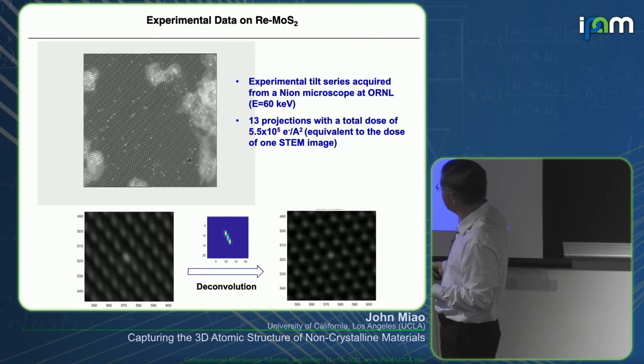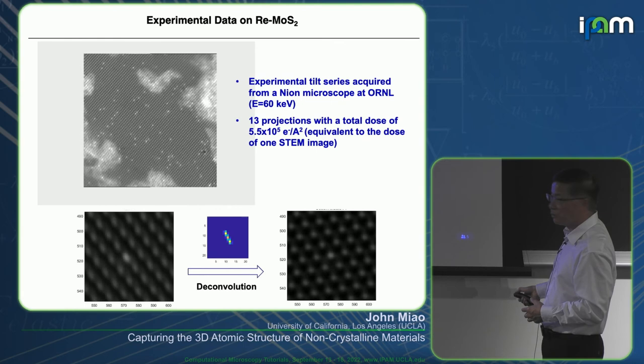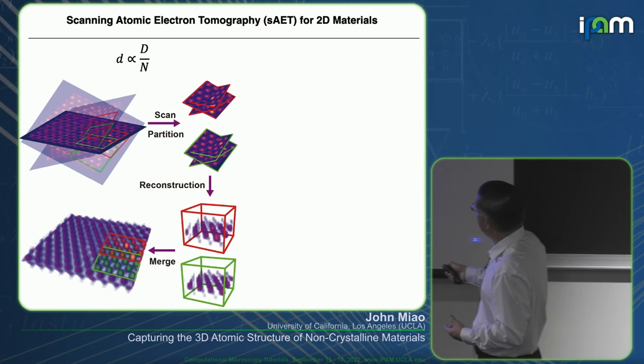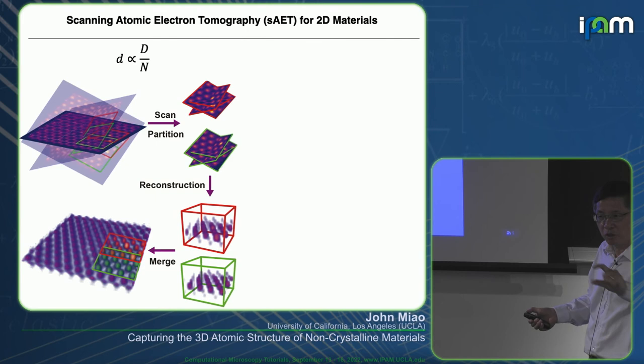We find that at high angle, the atoms become elongated. So we have to do deconvolution. We use the Richardson-Lucy method to do deconvolution, and atoms should be spherical. So this becomes spherical. And then we developed what's called scanning AET. It turns out that when the 2D material is very thin, just a very few number of projections can get the reconstruction.